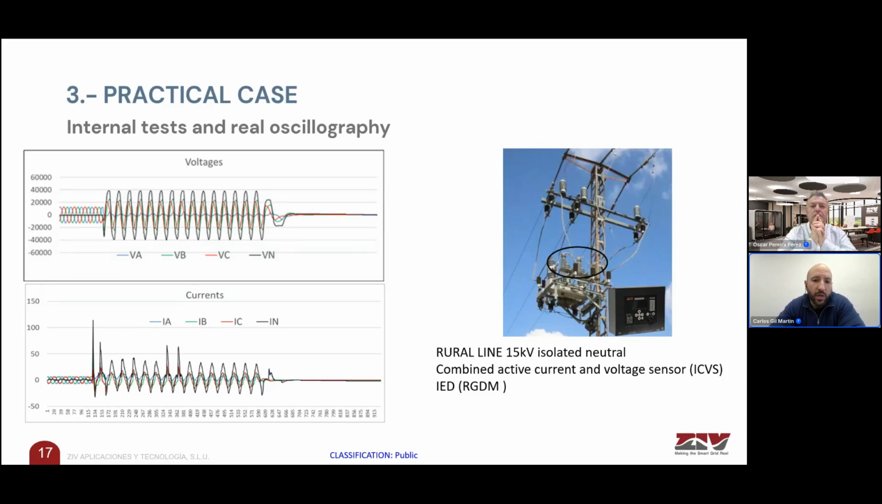Here on the left, we see two graphics. On the top, the voltage, and on the bottom, the currents. We see that at one moment, the phase A has a fault, and the two healthier phases increase the value of voltage until a moment that the IED works. In the bottom, we can see capacity disturbance according to the configuration of the grid.